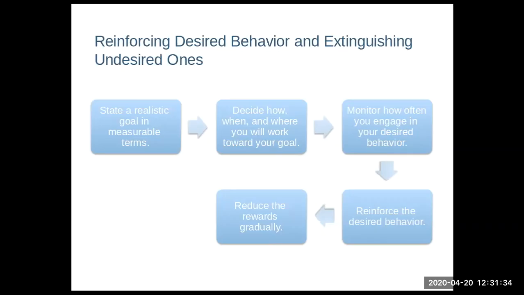So let's state a goal, a realistic goal in measurable terms. We want to get him potty trained, hopefully as best we can, in the next 5 to 6 weeks, since we're both home. Then we decide how, when, and where we'll need to do that. Okay, well, there may be times where his nanny's going to come over and we still have to go out and run errands or do things together.